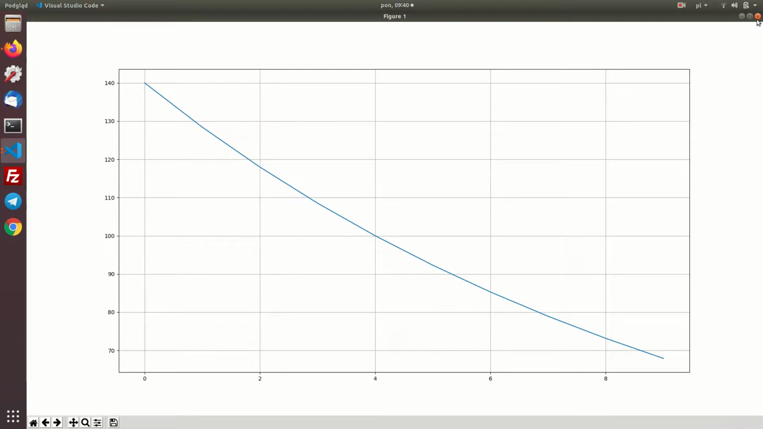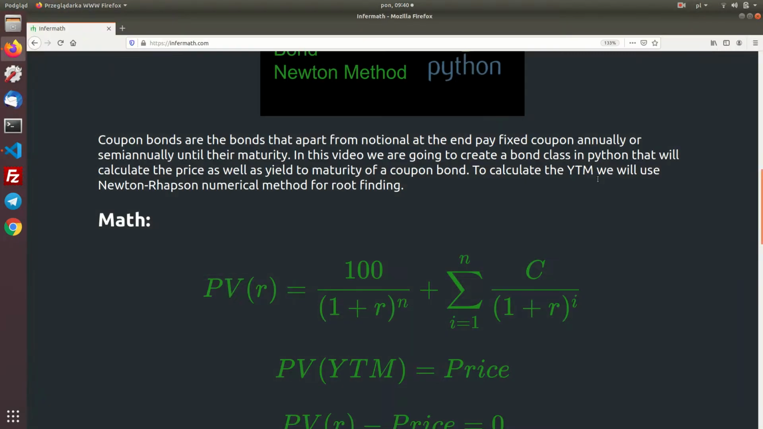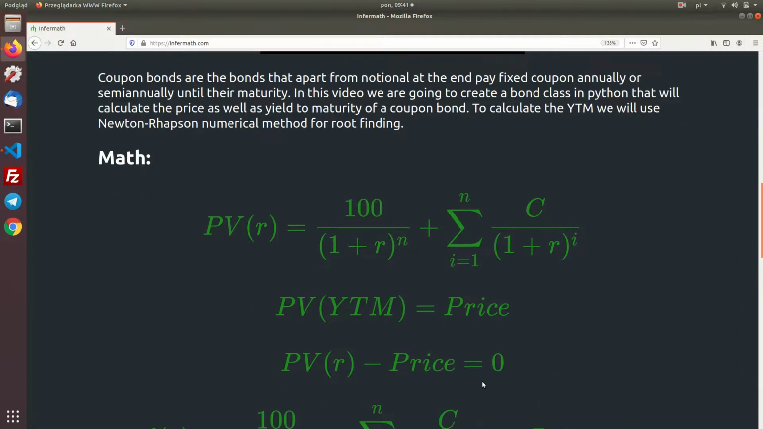Okay, so we have a present value now. Let's now move over to yield to maturity. What is a yield to maturity? It is an interest rate for which the present value of the bond is equal to its price. Okay, so this is the yield that the bond is generating based on the current market price, in other words.